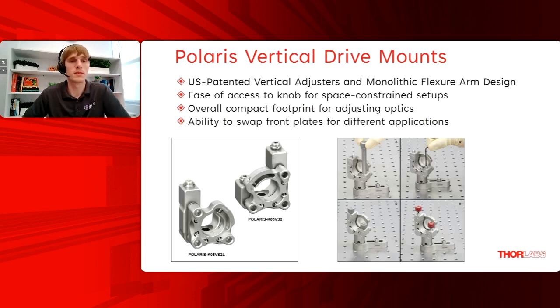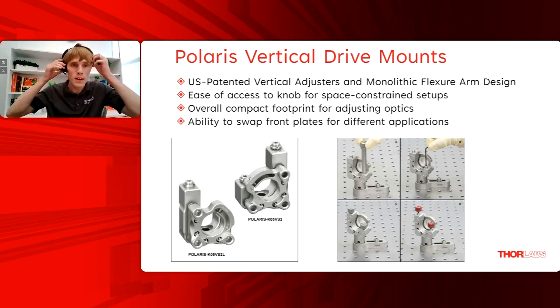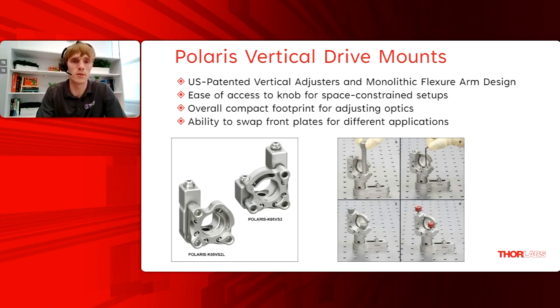So the vertical drive mounts use a piston adjustment mechanism that isolates the front plate from unwanted forces. They are patented vertical adjusters, and our stock ones use a monolithic flexure arm design. Ultimately, what this allows is the ease of access to the knob for space-constrained setups. Sometimes you really can't afford the space behind your mount horizontally to turn the adjuster screws, so you really need to access it from the top. It's an overall compact footprint and the ability to swap front plates for different applications as well. If the flexure arm faceplate isn't really perfect, we can mix and match different Polaris styles to suit your needs.